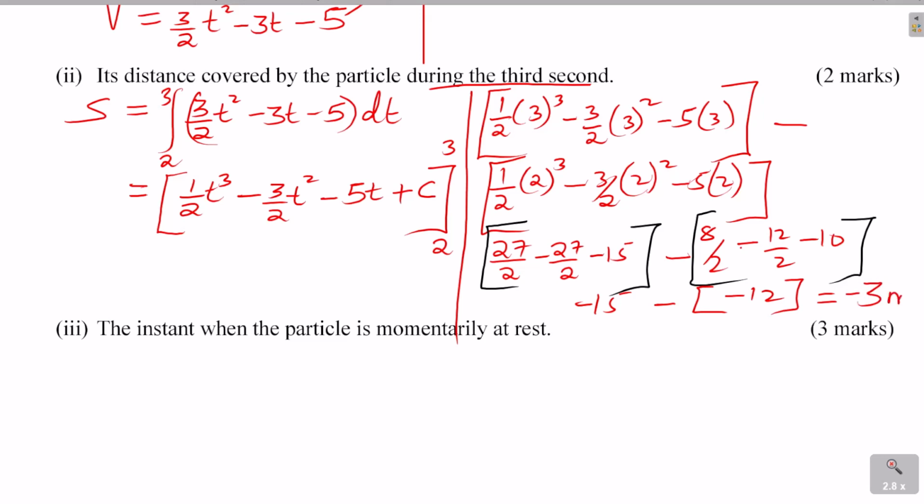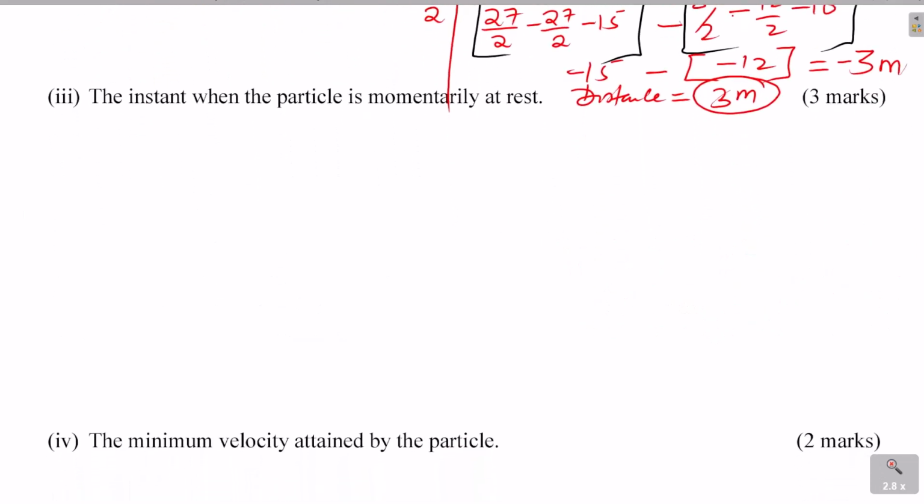Negative 3 meters. Now you have to understand that distance cannot be negative, so you're going to ignore the negative, take the absolute value, and therefore the distance or the displacement will be given by 3 meters, not negative 3. So that is how you work out that, by simply integrating velocity, and then during that second from 2 to 3 seconds. Now the other part is here, the instant when the particle is momentarily at rest.